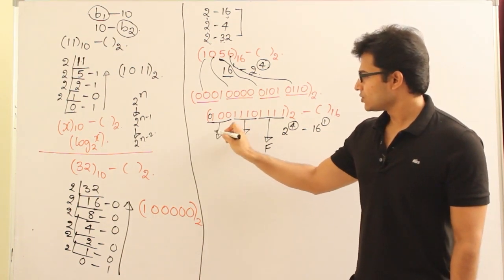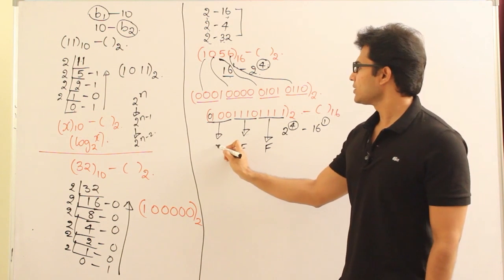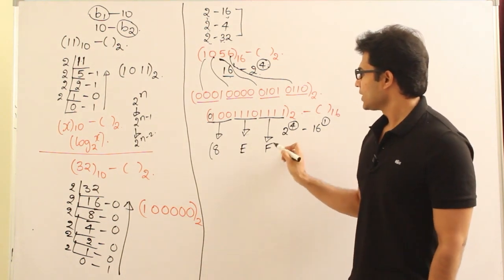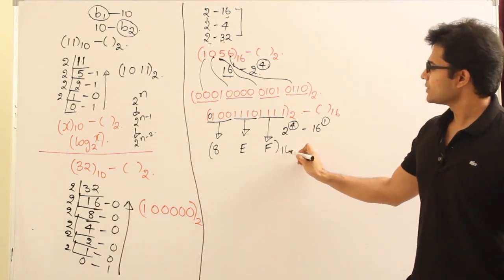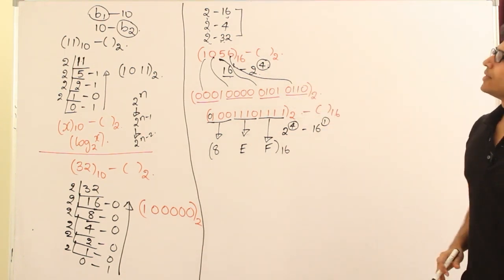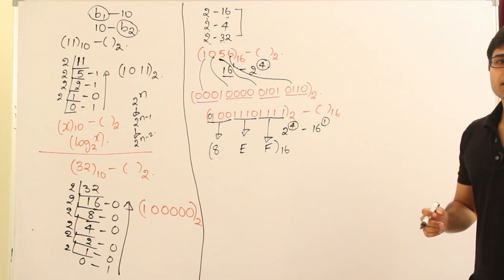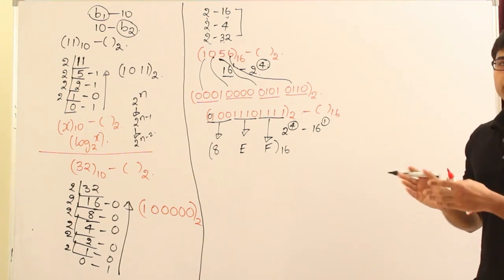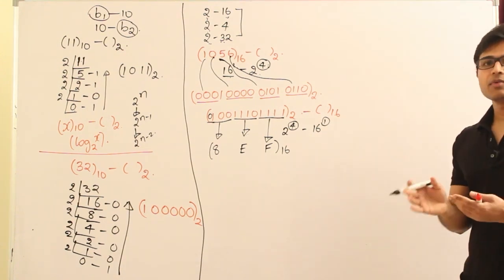And 0100 is nothing but 8. So it is 8EF base 16. Therefore, converting between base 2 and base 16 is easy, isn't it? And you can similarly convert between 2 and 8, 2 and 4, because they are all powers of 2.